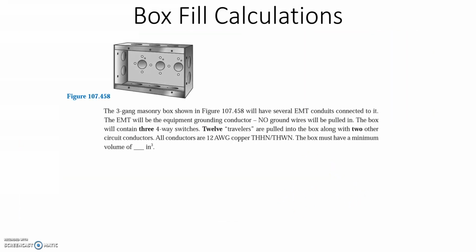So our question here tells us we got a bunch of stuff in this box, and ultimately they want to know what's the minimum volume size of a box that I may use to contain all these items. So a couple things worth noting here. It's a 3-gang masonry box. They tell us we're going to have no ground wires pulled in here. That's uncommon, but really what they're saying is don't count any grounds. We don't have them. So it's kind of a little loophole they're throwing you there.